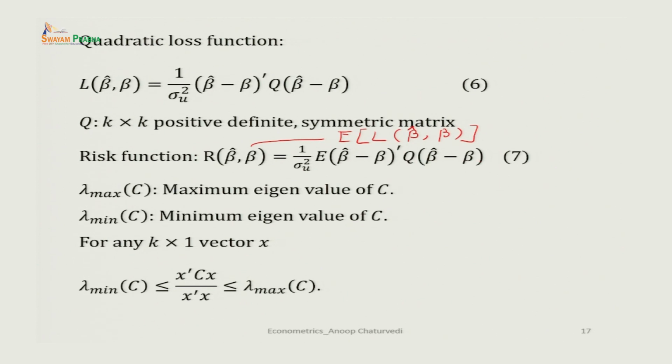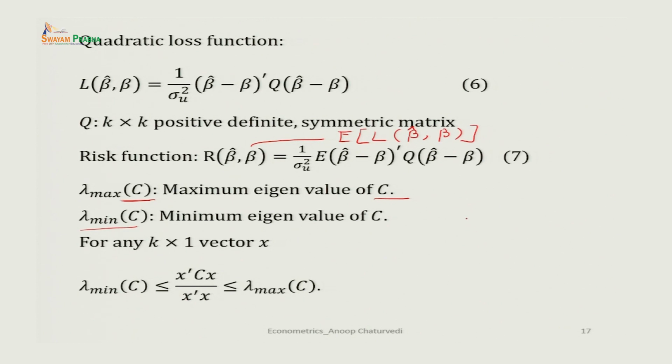Now, suppose lambda max(C) is the maximum eigenvalue of the matrix C, meaning the maximum eigenvalue of the matrix inside the bracket. Similarly, lambda min(C) denotes the minimum eigenvalue of C. Then, for any k by 1 vector x, x transpose C x upon x transpose x is always less than or equal to lambda max(C) and greater than or equal to lambda min(C). This result you can easily verify.